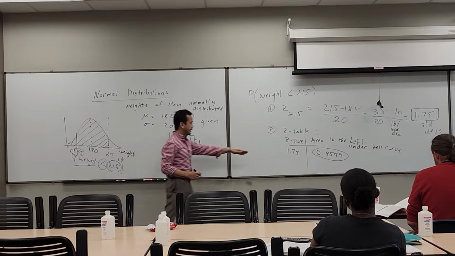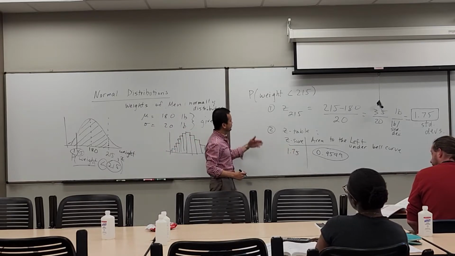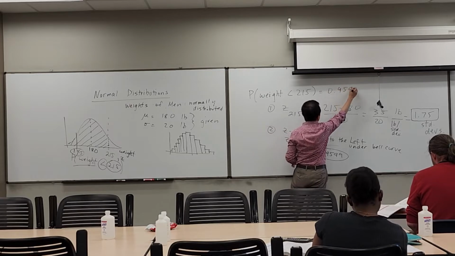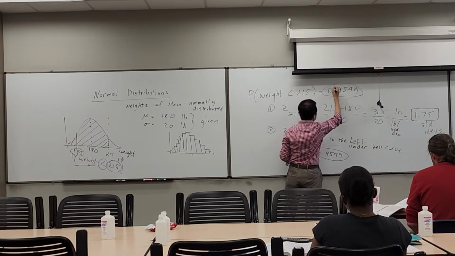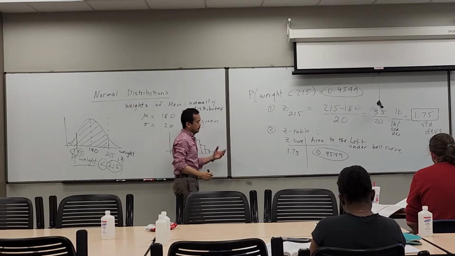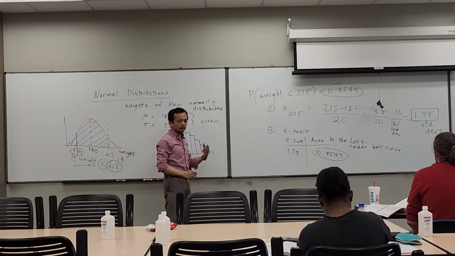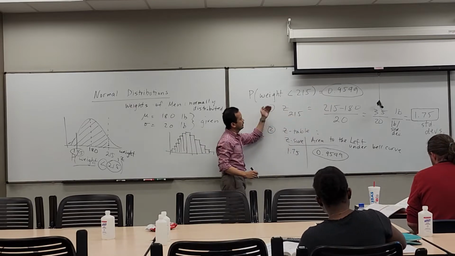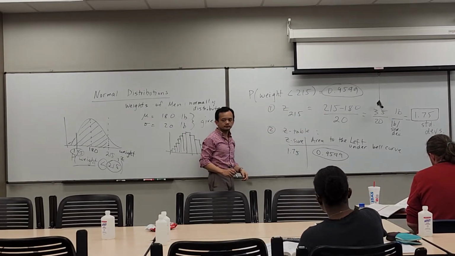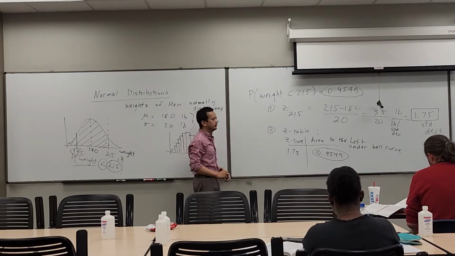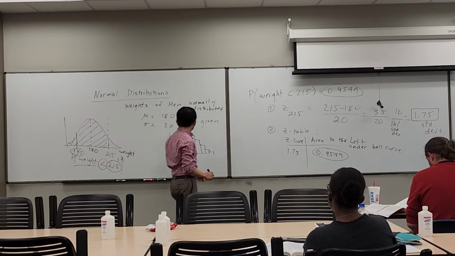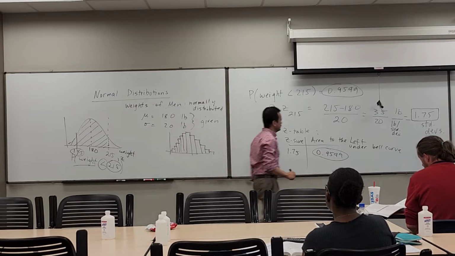Okay, so this answer that we got represents the final answer that we want. So the probability of this variable being less than this number will be 0.9599. In other words, 95.99% of all men weigh less than 250 pounds. Okay, so that's review from last time. Any questions? All right.